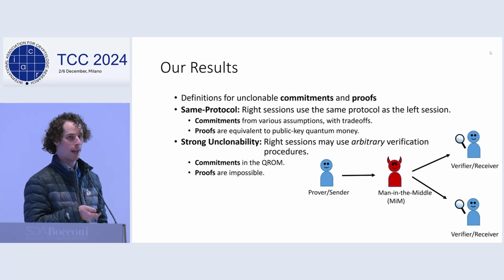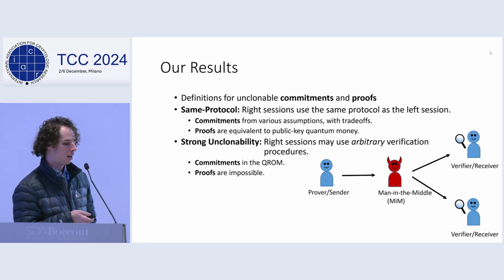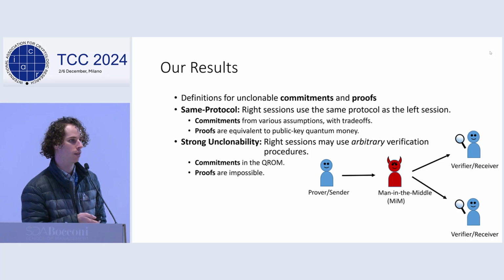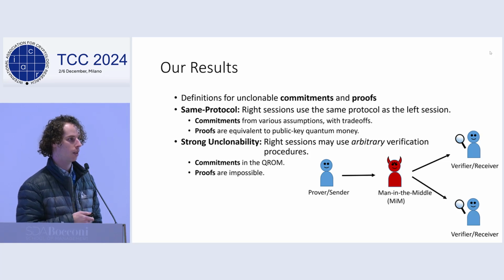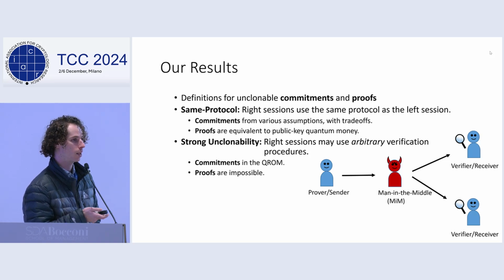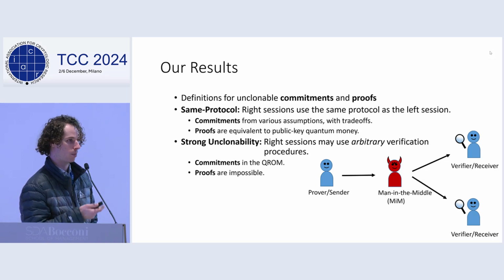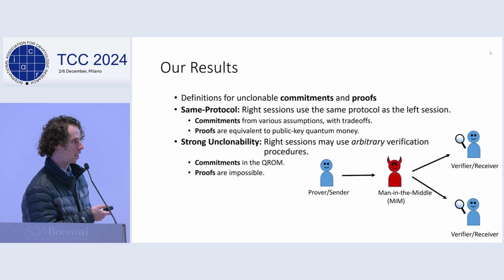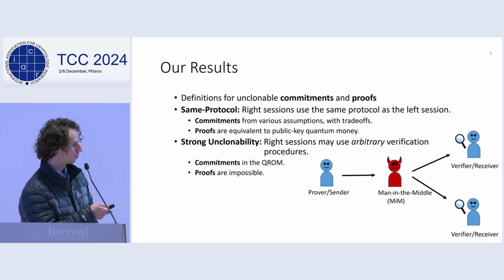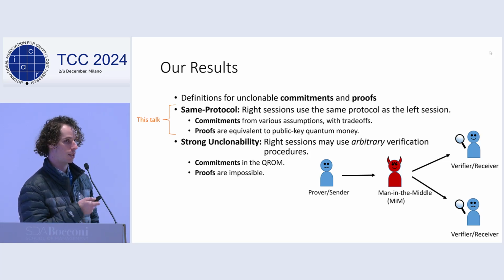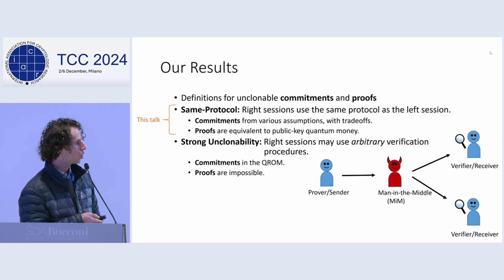We can also consider a more demanding setting where the right sessions can use an arbitrary verification procedure. We just require that it is sound in some sense. In this case, we show that we can construct unclonable commitments in the QROM, but proofs are just impossible in general. Intuitively, this is a much stronger statement about composability in this setting. For this talk, I'm just going to focus on the simpler setting of the same protocol. So let's start on the definitions.